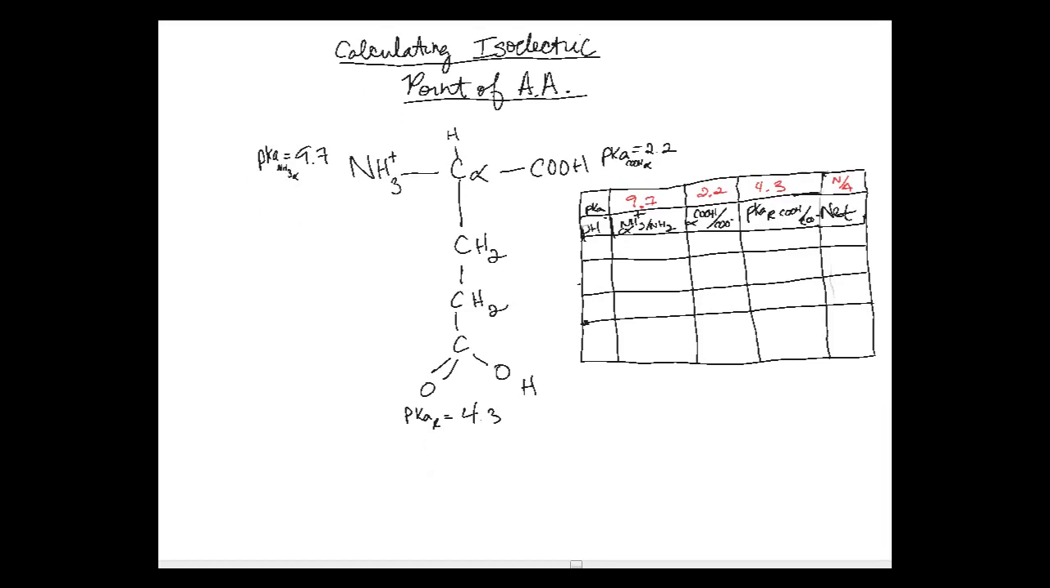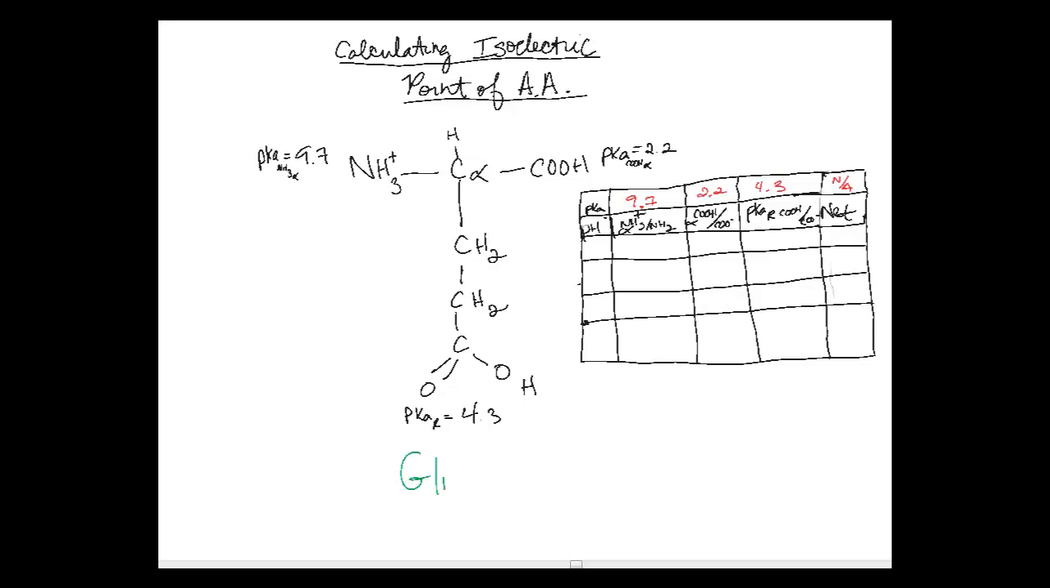Today I'm going to be discussing how to calculate the isoelectric point of an amino acid. The isoelectric point of an amino acid is the pH at which the net charge of that amino acid is 0. And this can be determined by picking pHs above and below each of the pKa's that correspond to your amino acid. I've taken this example here.